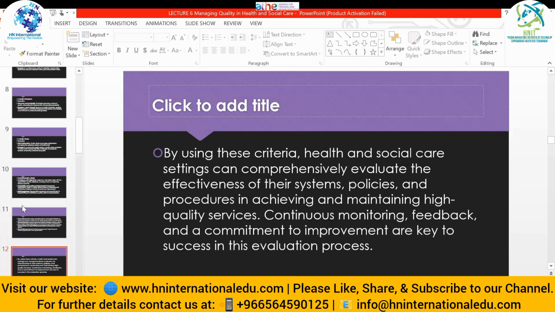By using these criteria, health and social care settings can comprehensively evaluate the effectiveness of their systems, policies, and procedures in achieving and maintaining high-quality services. Continuous monitoring, feedback, and a commitment to improvement are key to success in the evaluation process.